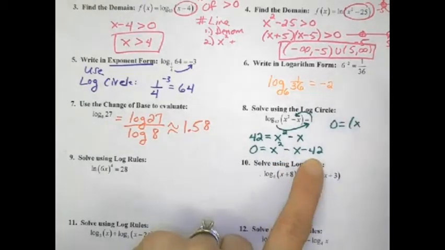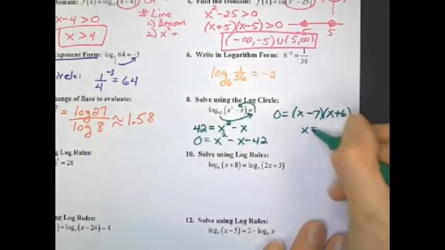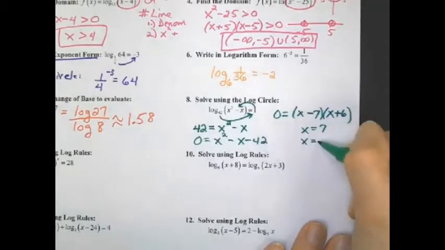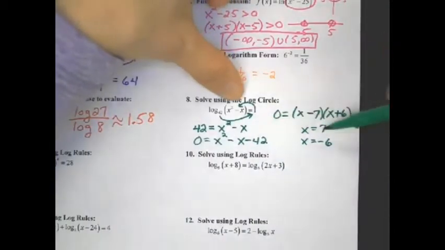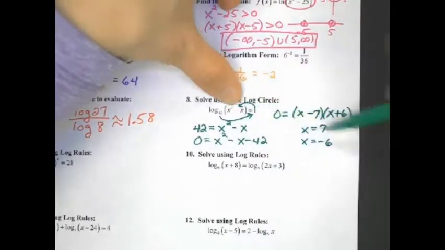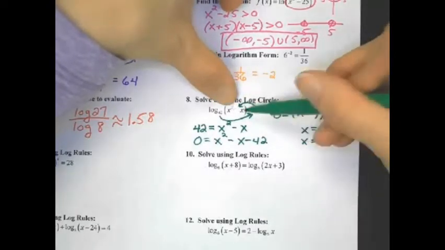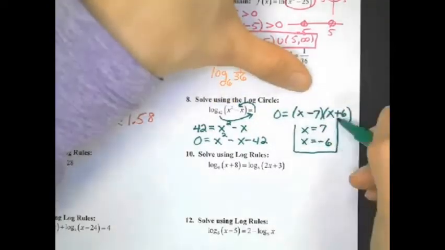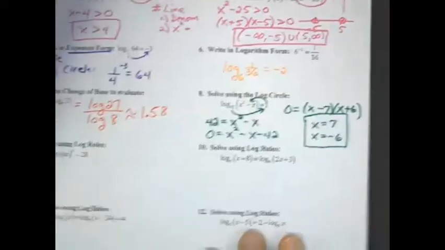We have x minus 7 times x plus 6. So the answers are x equals 7 and x equals negative 6. Whenever you're doing a log problem, we should probably make sure that the argument is not negative or 0. I think 7 is going to be okay. What about negative 6? Negative 6 squared is 36. Oh, both of them are good. Both of them are good. You check in the original equation.